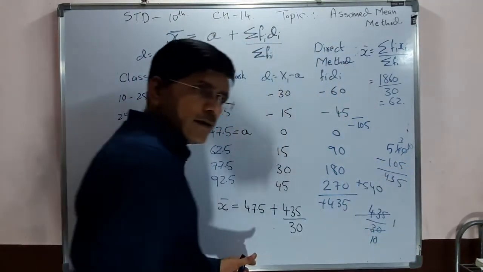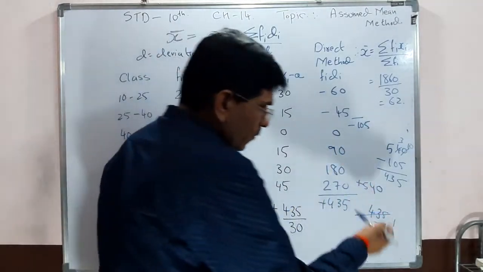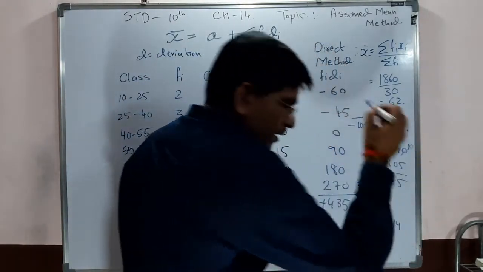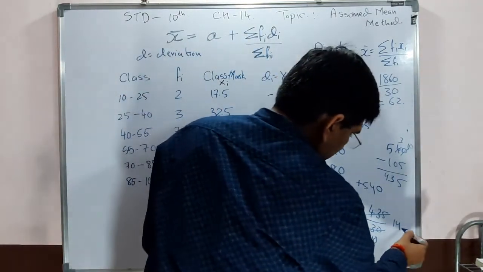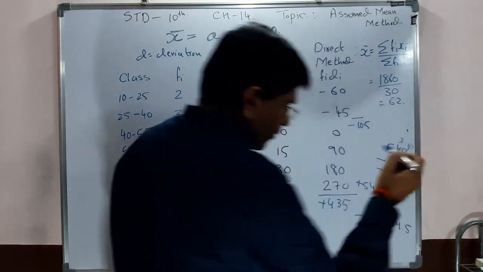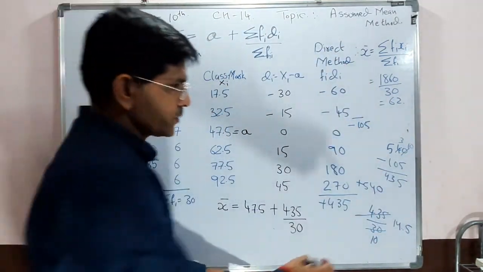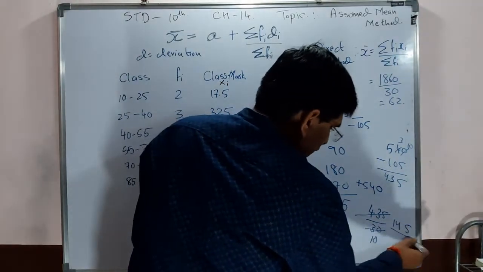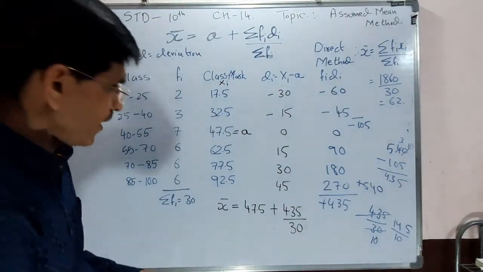3 ones are 3, 13 is there. 3 fours are 12, 1 carry 1. 5, 3 5s are 15. So 14.5. Why? Because 10 is there. So 145 divided by 10, so I will get 14.5.